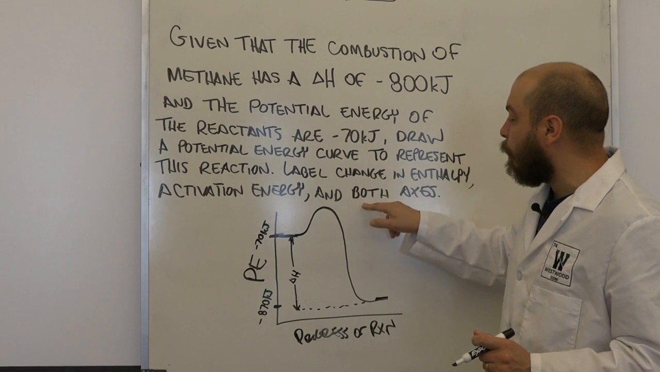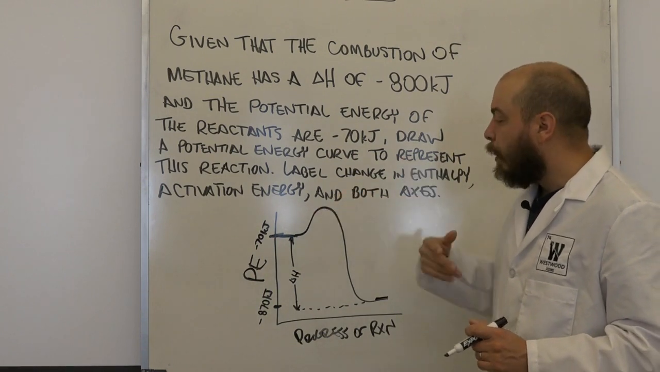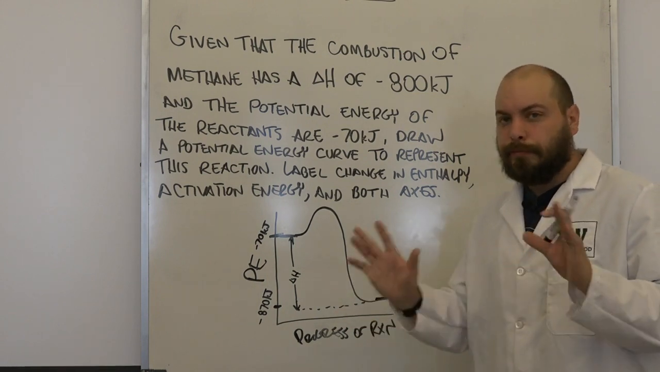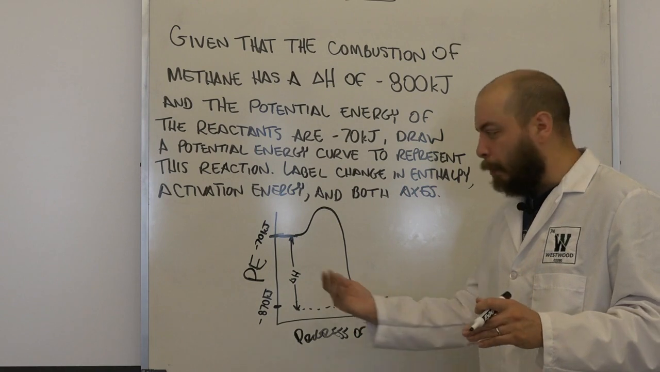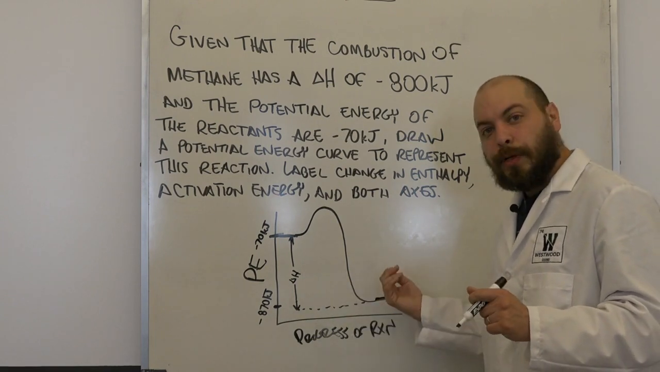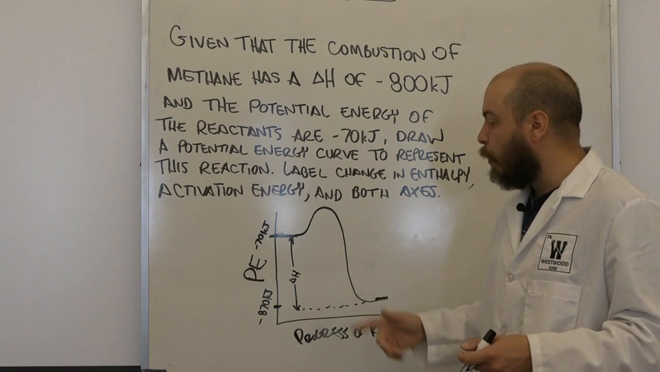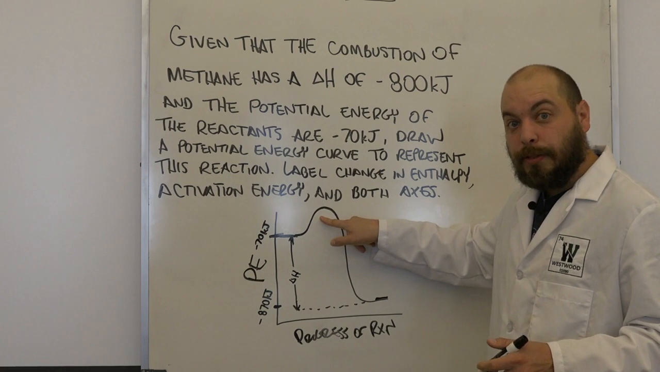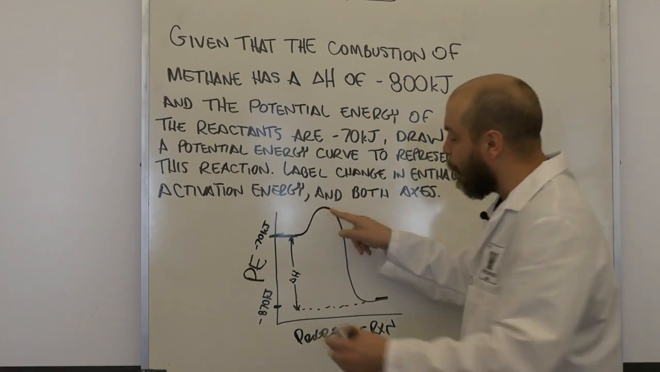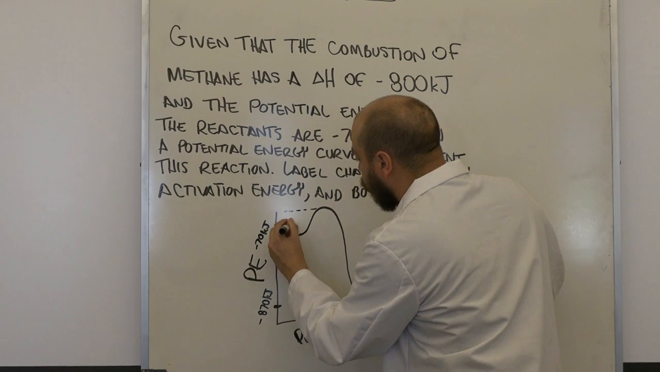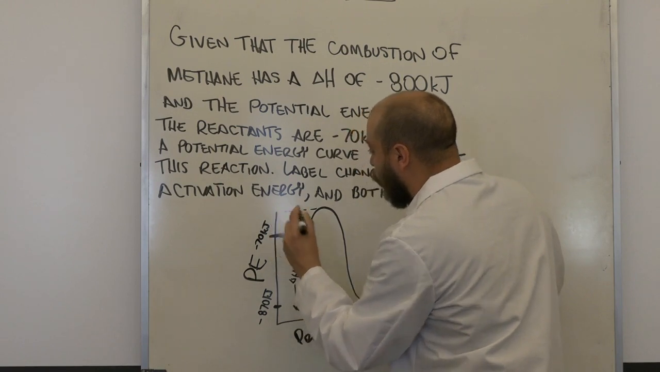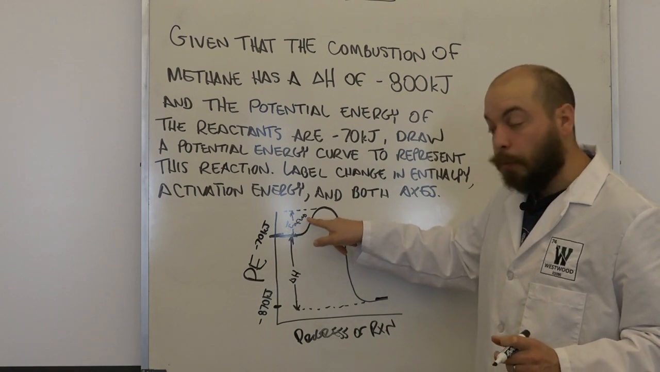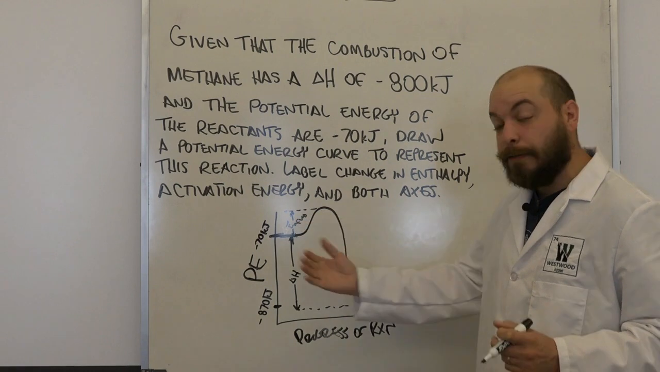I'm also asked to do the activation energy. I'm asked not for activation energy in forward or reverse, so I'm going to go ahead and label both. Whether you did or not is not too much of an issue, but just be aware, remember, delta H is the same magnitude in both directions, but activation energy is not. So activation energy is going to represent the difference between my reactant and the activated complex, or the transition state. So I'm going to specifically denote my activation energy as EA forward. All right, so that's the activation energy of the forward reaction.